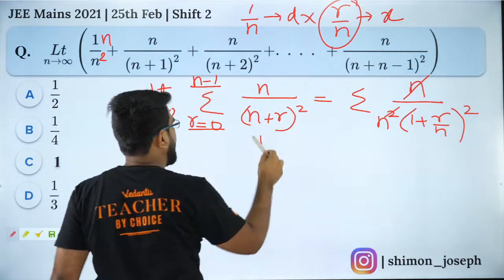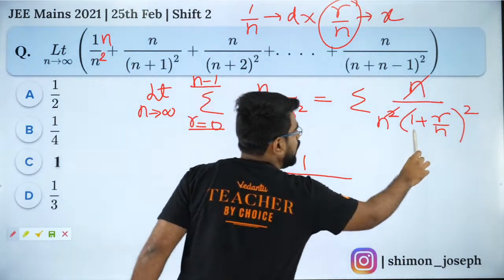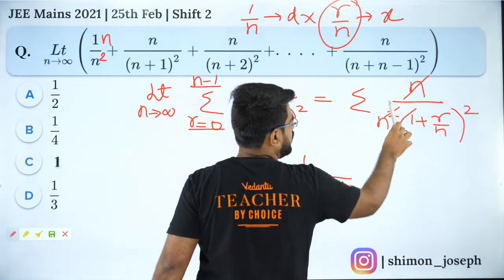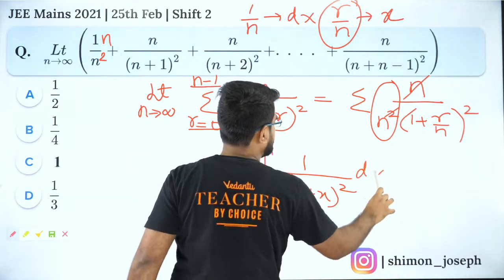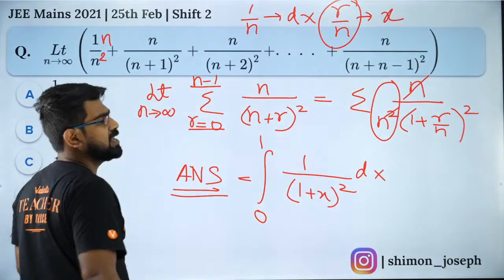So n by n will be 1 only, na? So that is my upper limit. And this will be 1 by (1 plus x) whole square. And 1 by n will become dx. So this is my answer.